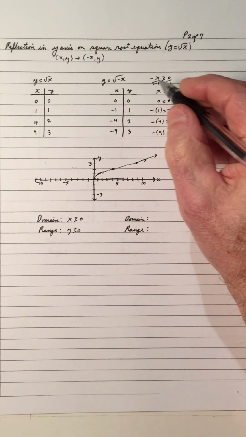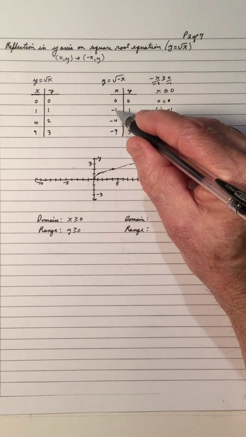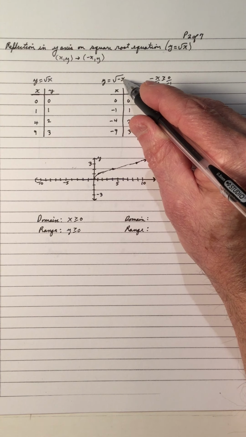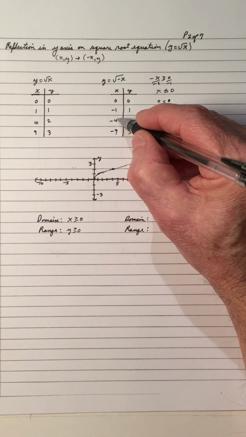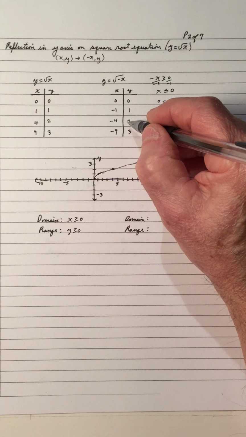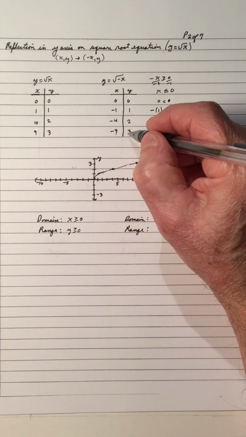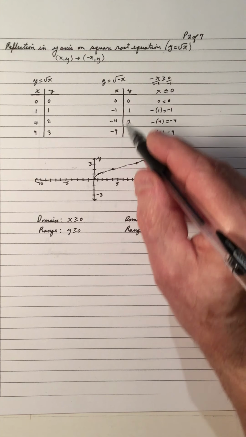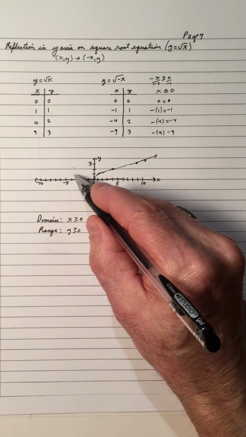Well, if you put a negative 1 in here, then you're going to get the negative of a negative 1, which is a plus 1. The square root of 1 is 1. If you put a negative 4 here, the negative of a negative 4 is a positive 4, which gives you 2. You put a negative 9, the negative of a negative 9 is 9, the square root of 9 is 3. So these are the table of values when you reflect the square root equation in the y-axis.